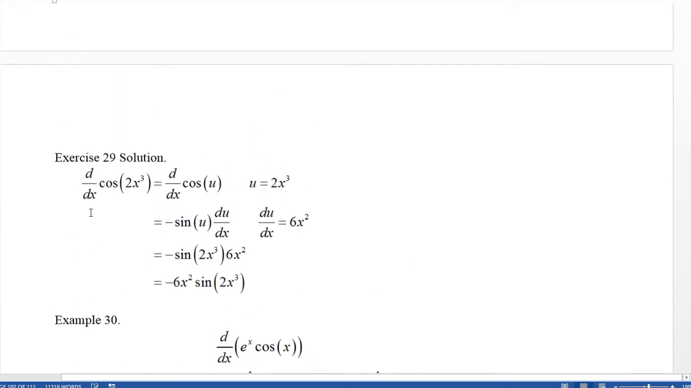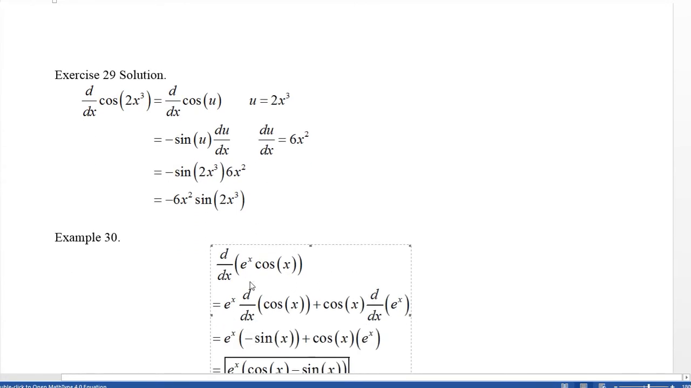Okay, here's another example. Again, you may want to try this one on your own first. The derivative of e to the x times cosine of x. Press pause and come back. Okay, so this is the last thing. Here's a product, so we use the product rule. It's the first times derivative of the second plus the second times derivative of the first. The first factor is e to the x. Then we have the derivative of cosine x, which is minus sine of x. Plus, then we have cosine of x times derivative of e to the x. Derivative of e to the x is e to the x.